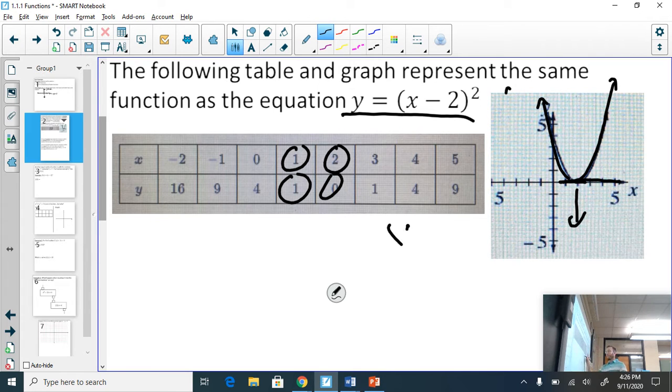So that's why for the range, we're going to say y has to be greater than or equal to 0, right? Because nothing below 0 is on the graph, but everything above 0 is on the graph. And it makes sense in the equation too, right? If we have something squared, is that ever going to be negative? No, right? So that's why we have no negatives in this range.